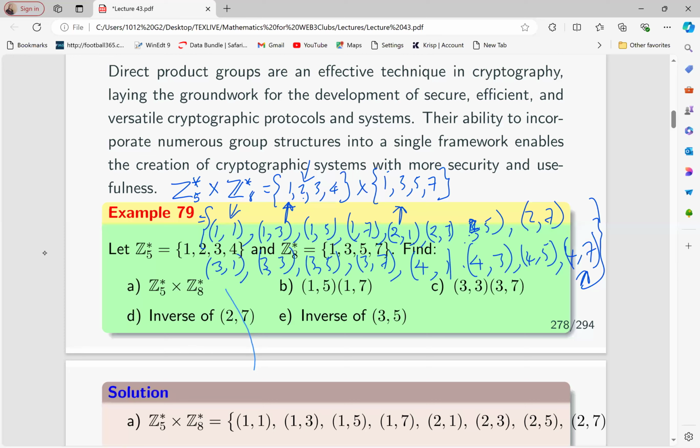Now, what are the elements of this group? What I've listed here are the elements of the new group. And I just emphasize again, the first element, this one, is from the first group, and this one is from the second group. This one is from the first group, and this 3 from the second group, and so on.